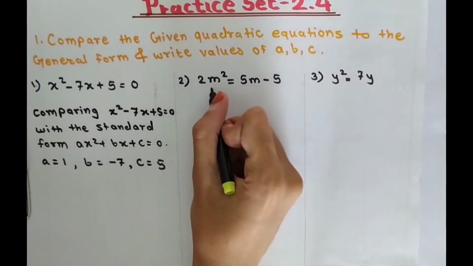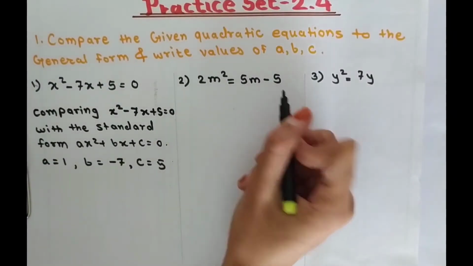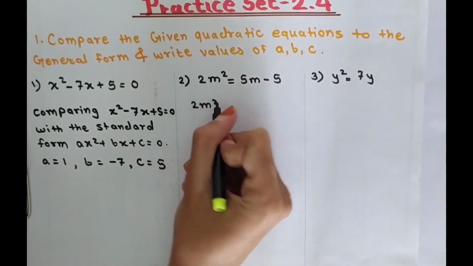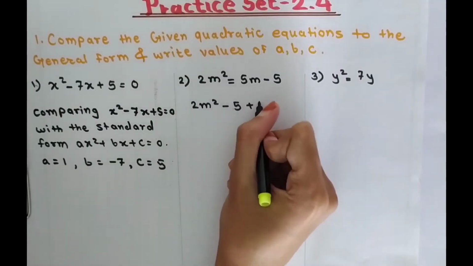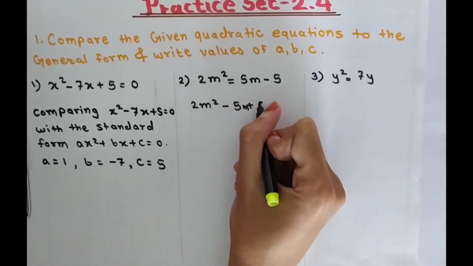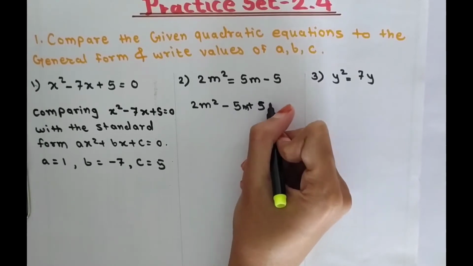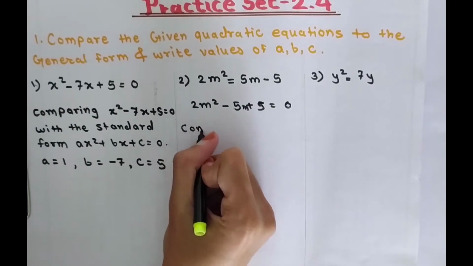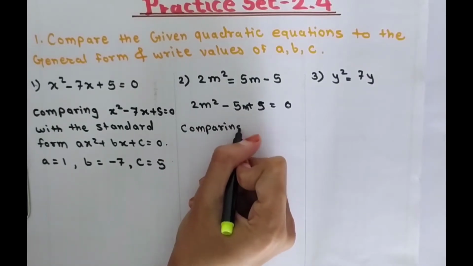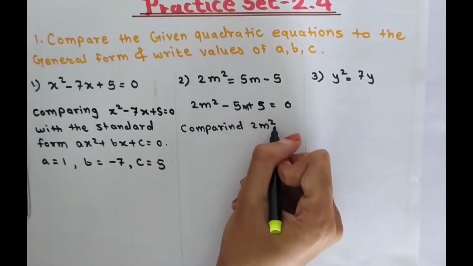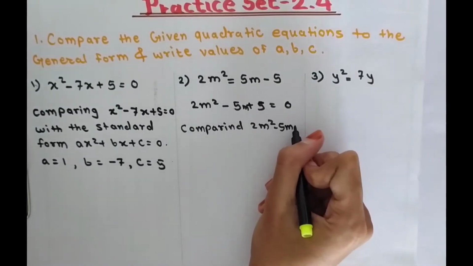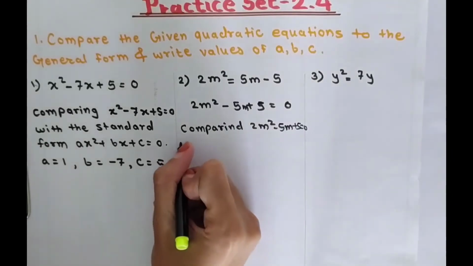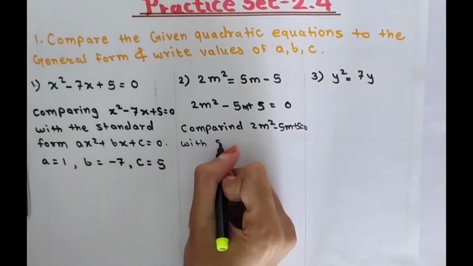Now the second question is 2m square is equal to 5m minus 5. So 2m square minus 5m plus 5 is equal to 0. This is the standard form. So comparing 2m square minus 5m plus 5 is equal to 0 with the standard form.